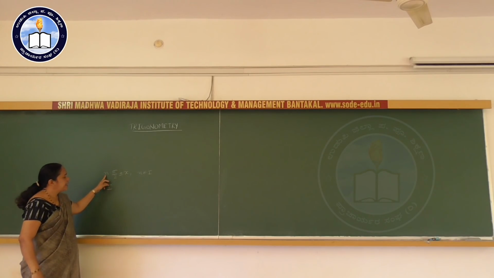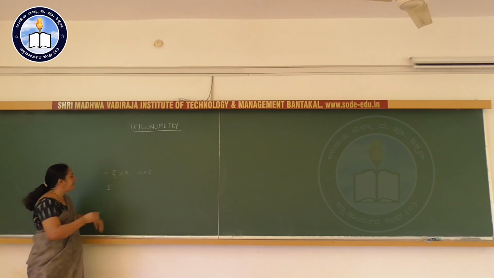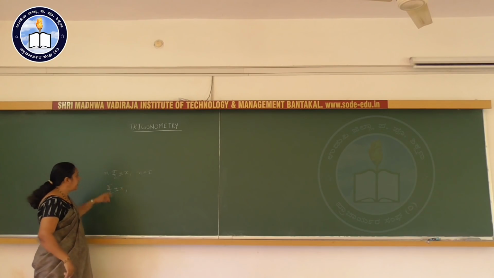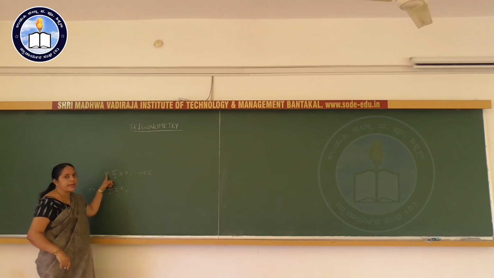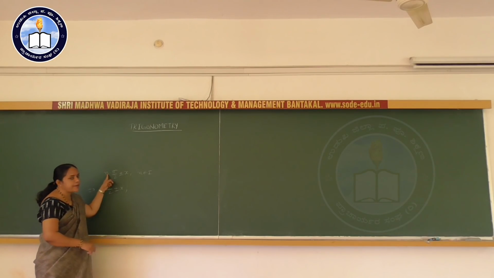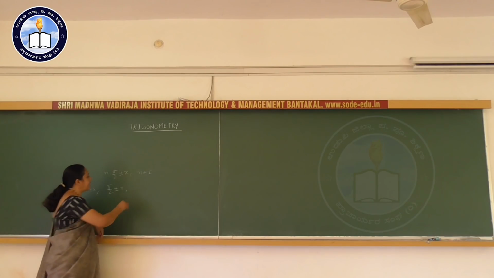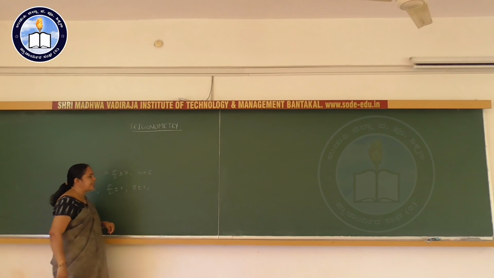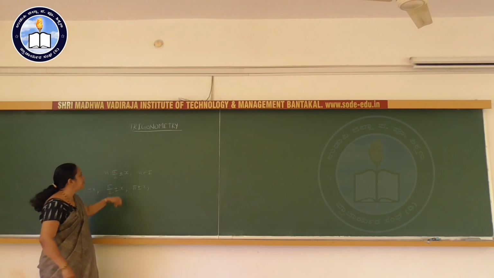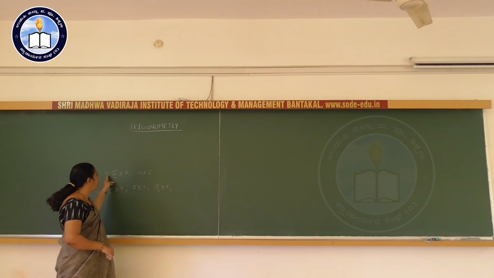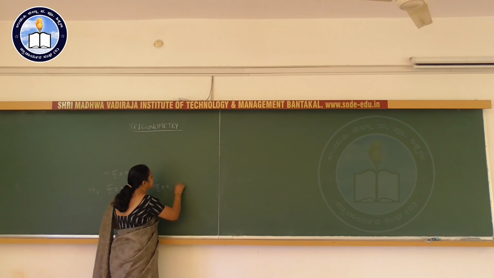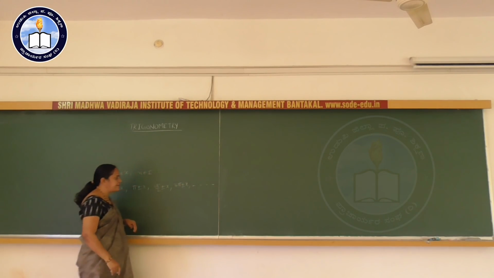If n is 0, 0 into pi by 2 plus or minus x, that is 0 plus or minus x. If n is 1 into pi by 2 plus or minus x, that is pi by 2 plus or minus x. If n is equal to 2 into pi by 2 plus or minus x, that is pi plus or minus x. If n is 3 into pi by 2, 3 pi by 2 plus or minus x. If n is 4 into pi by 2, that is 2 pi plus or minus x, etc.